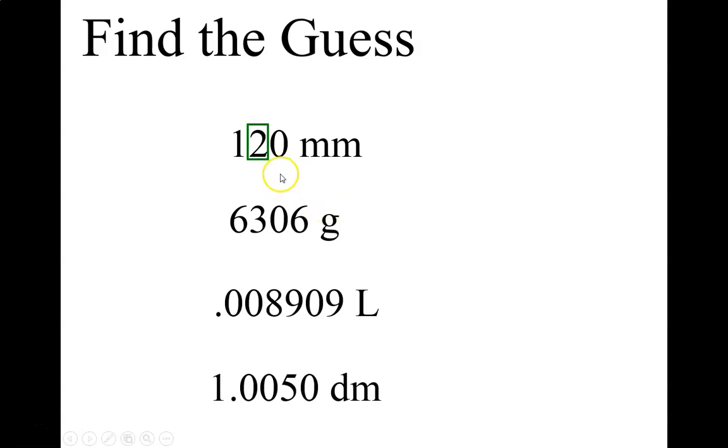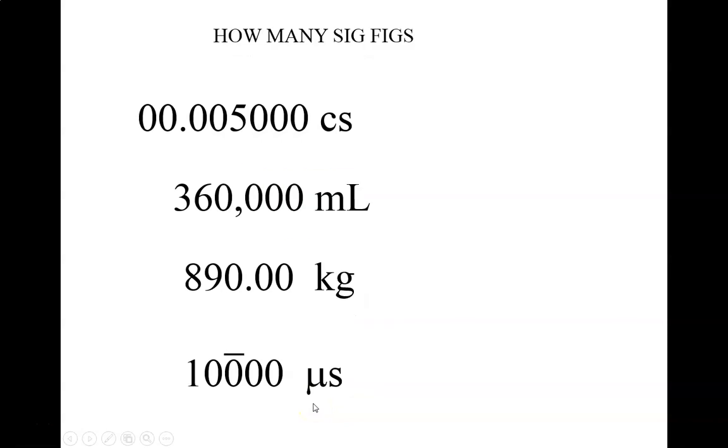So that'd be the 2 in 120. The 6 in 6306. The 9 in the 0.0 whatever. And then, would this 0 be significant? Would this 0 be my guess digit, yay or nay? Does it follow right rule? It's to the right of a number and a decimal place. So that means, yes, it is a sig fig, and that is my guess digit.